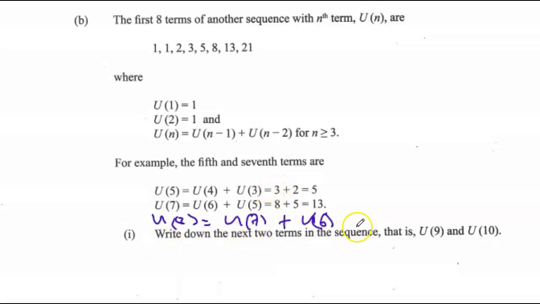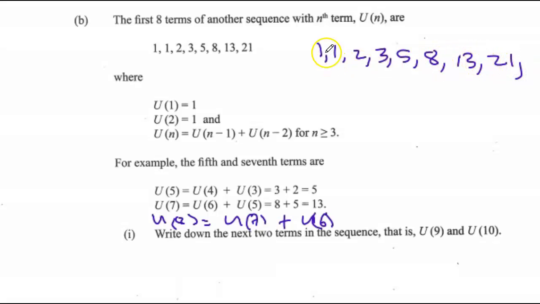Write down the next 2 terms in the sequence. So let's look at how we're getting the terms. Let me start from scratch. 1 and 1 are the first 2 terms. To get the next term, you add 1 and 1, you get 2. Then 1 and 2 gives 3. Then 2 and 3 gives 5. Then 3 and 5 gives 8. Then 5 and 8 gives 13. Then 8 and 13 gives 21.